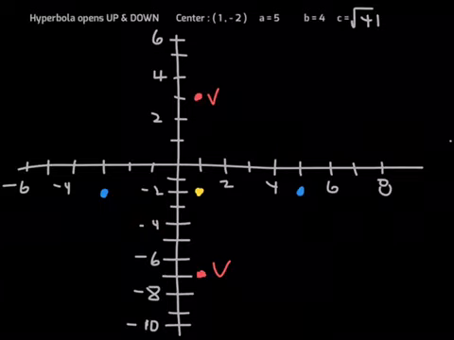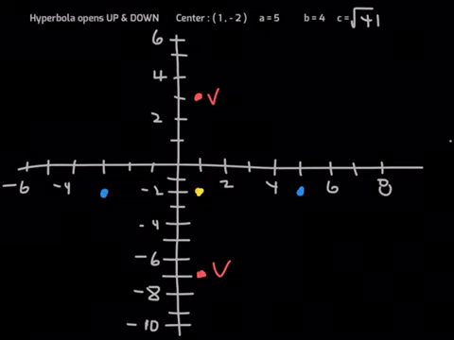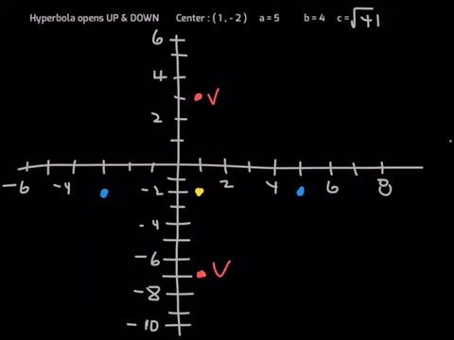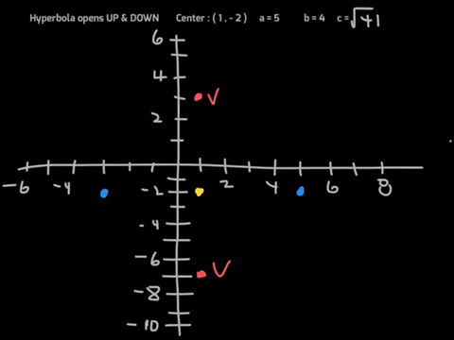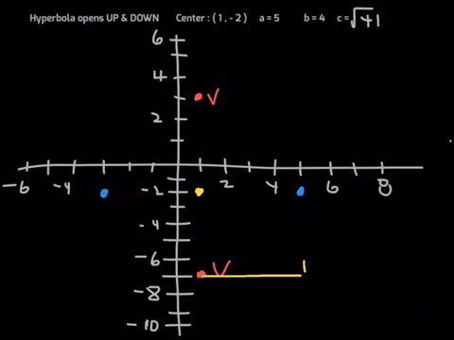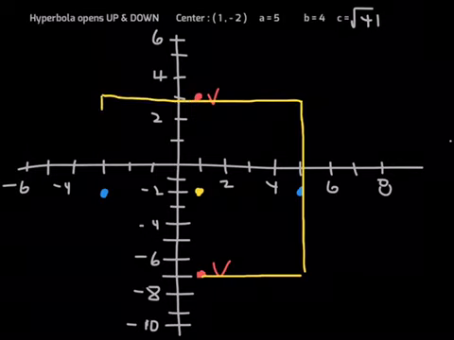And like I showed you in the previous example, I am going to endeavor to draw a rectangle through these 4 plotted points, the 2 vertices and these 2 blue points here, and the extended diagonals of the rectangle will be the asymptotes for my graph. So let's see if I can do this here. Let's go through this vertex here, through this point, up to the other vertex here, through this blue point there, and through the other vertex there. Cool?